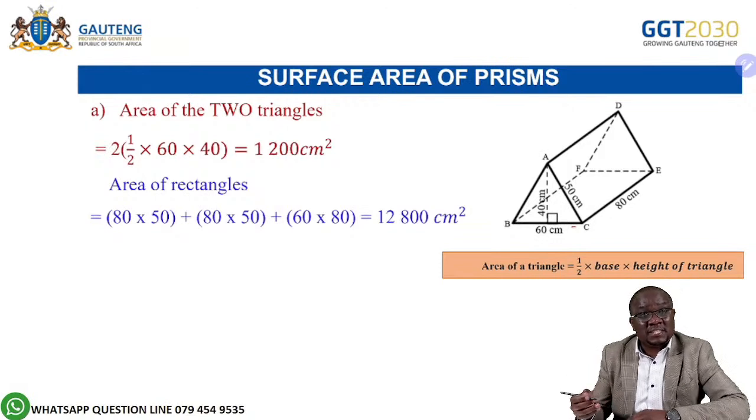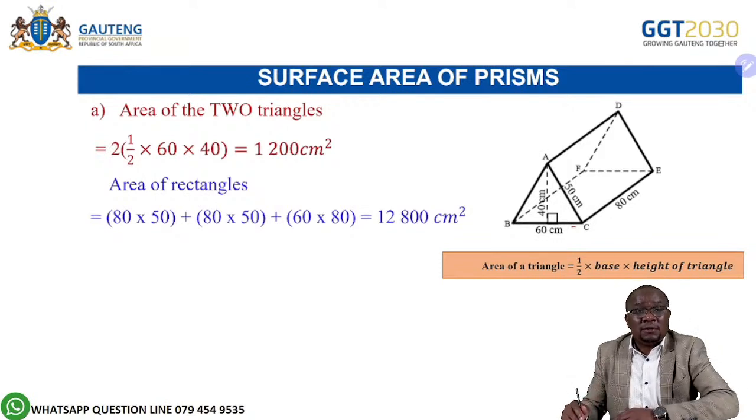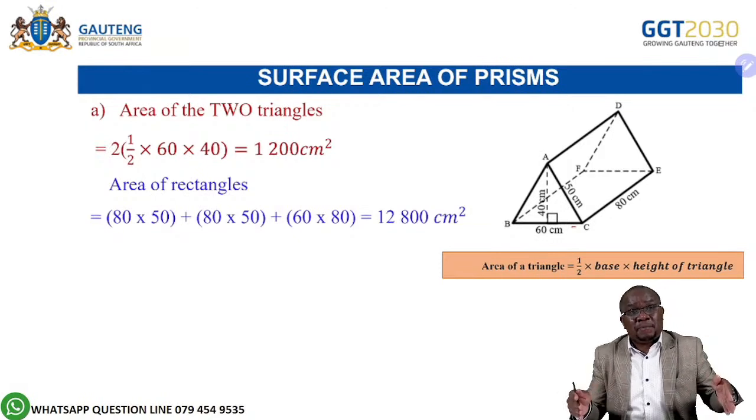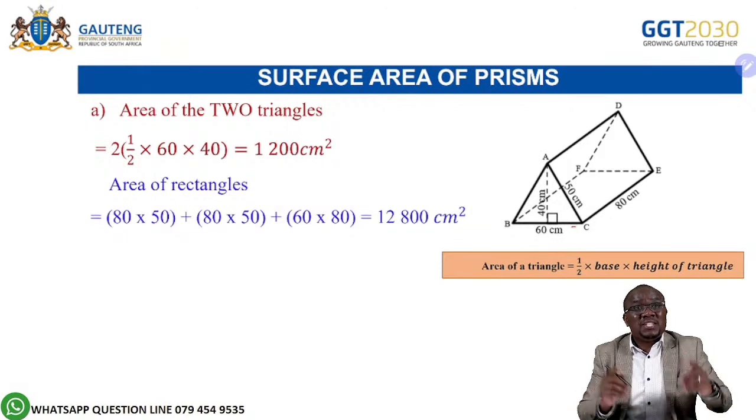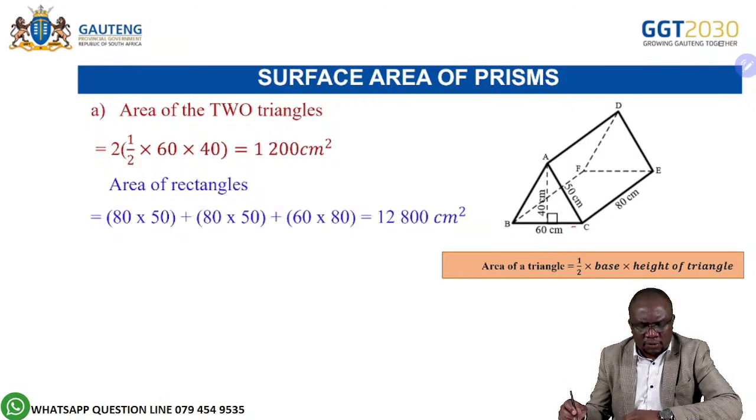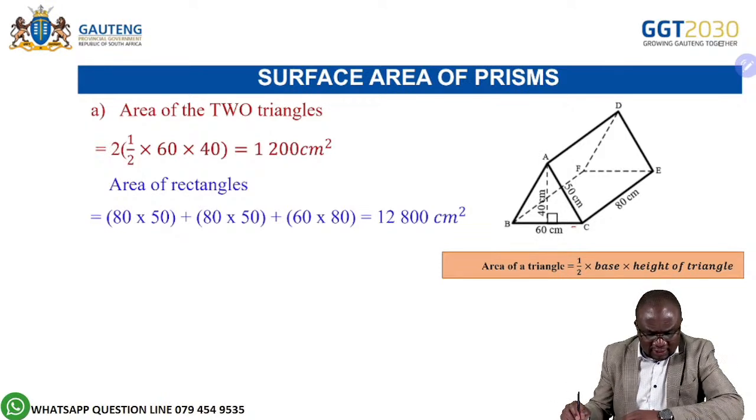If it's a scalene triangle that forms your bases, all the rectangles are going to be different. If it's an isosceles triangle that forms the bases, 2 rectangles are going to be the same. And then if it's an equilateral triangle, then all the rectangles are going to be the same. Okay, so be careful when you're dealing with what?